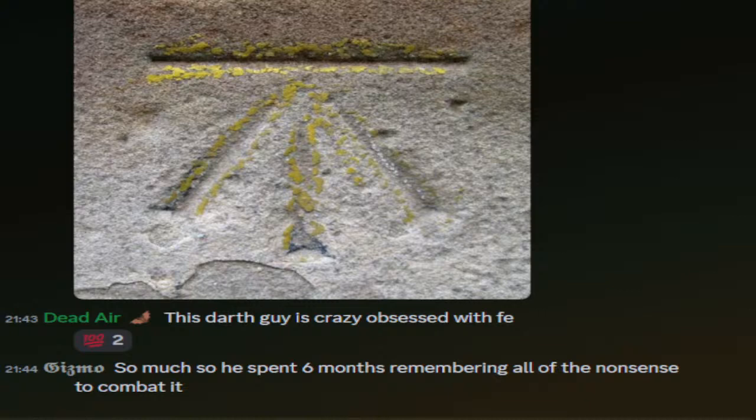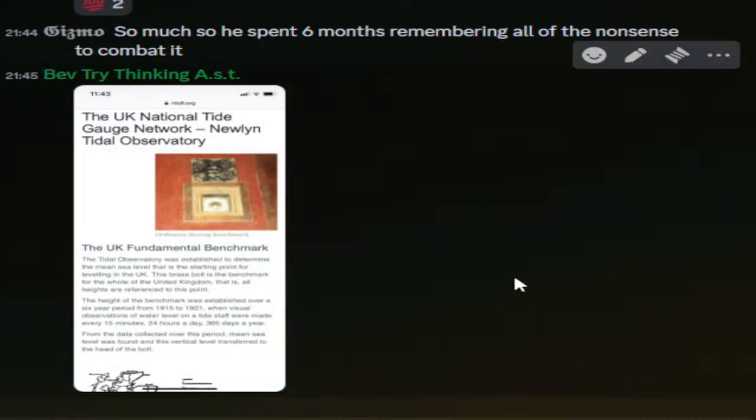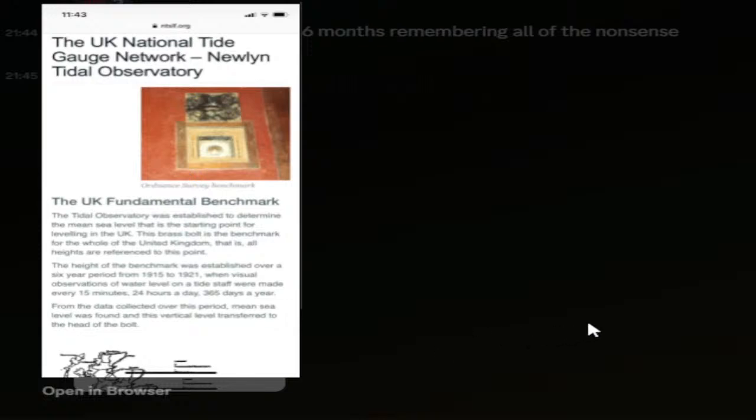I don't think the world's flat. I know it's not flat. Okay. Yes, you say those words, and then you say elevation is a horizontal line. This is the UK, because I do live in the UK, so this is my homeland. The UK fundamental benchmark.